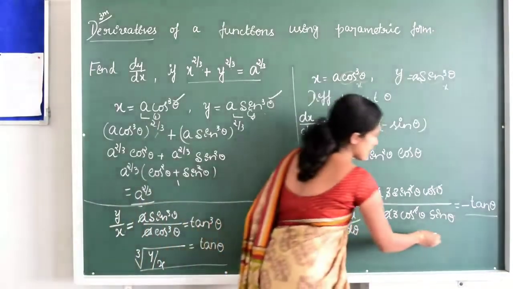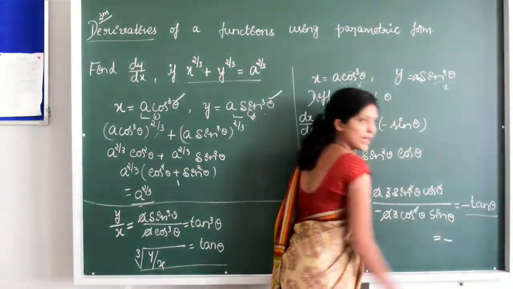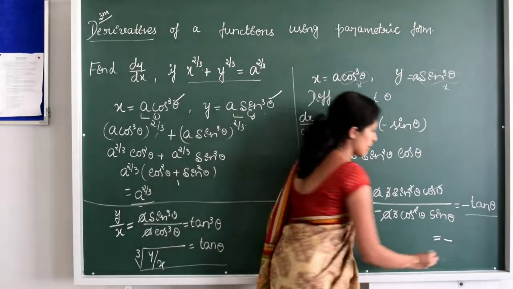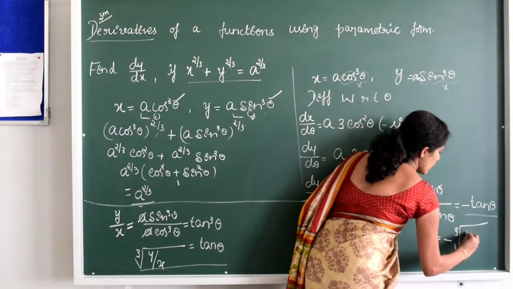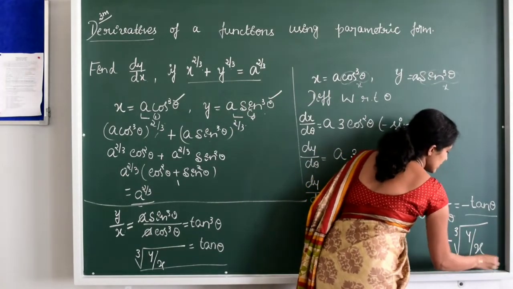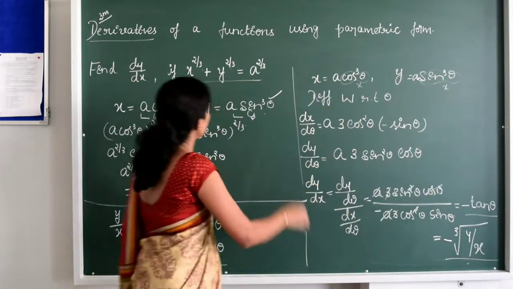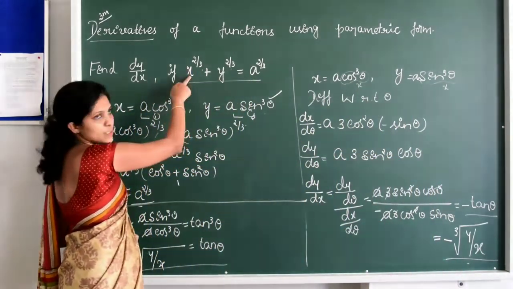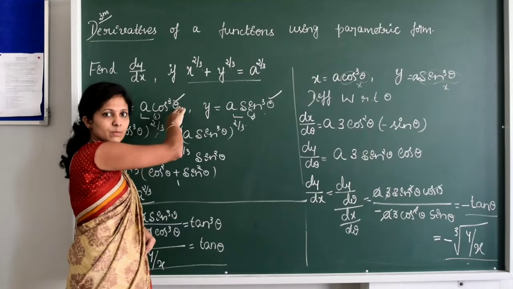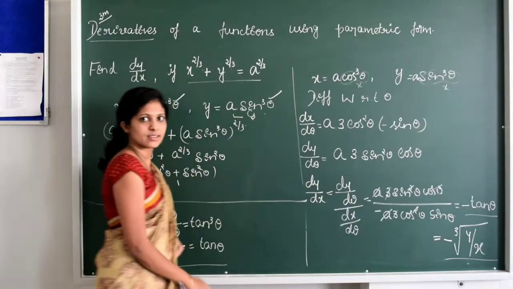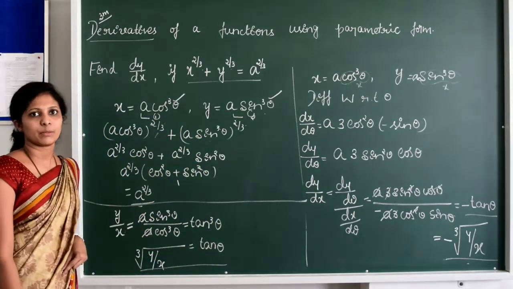Finally you have to substitute that. So this is equal to minus the value of tan theta, which is the cube root of y by x. So this is the derivative of the given function, I mean y with respect to x. If you use the direct method, you can easily get that answer, but here you have to use the parametric form.